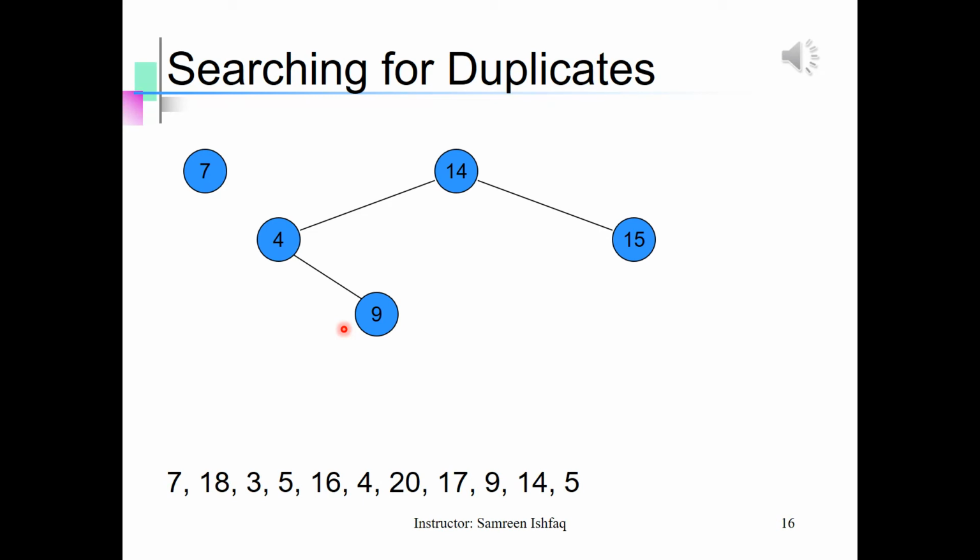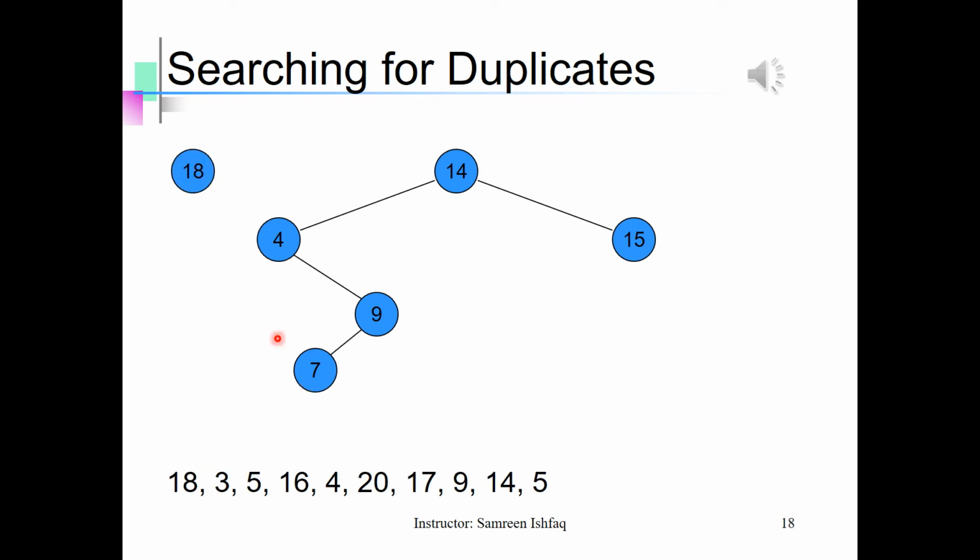The next number is 7. We are going to compare 7 with root node 14. 7 is less than 14. We compare 7 with node 4. 7 is greater than 4. We move toward the right subtree of node 4, that is 9. 7 is less than 9 and the left child of 9 is empty. So we will add 7 as the left child of node 9.